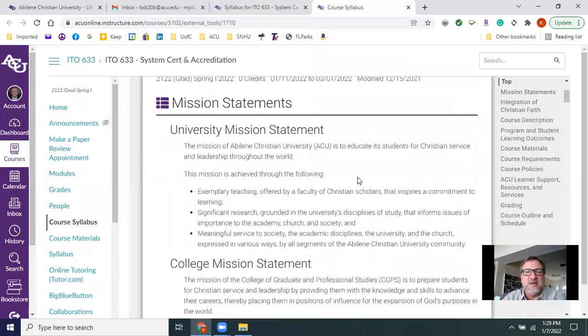The university mission statement: the mission of ACU is to educate its students for Christian service and leadership throughout the world. The mission is achieved by exemplary teaching offered by a faculty of Christian scholars that inspires a commitment to learning. I definitely agree with this. Learning is a lifelong endeavor. I see it as more a journey than a destination.